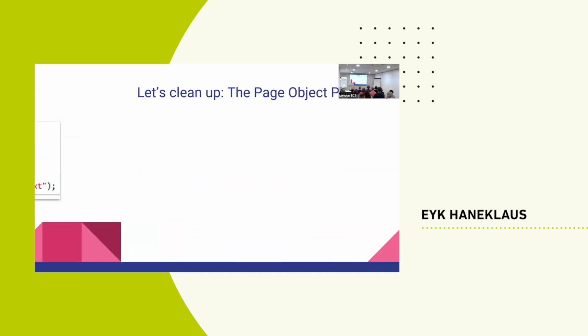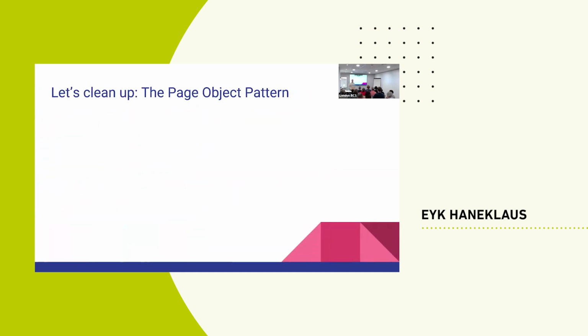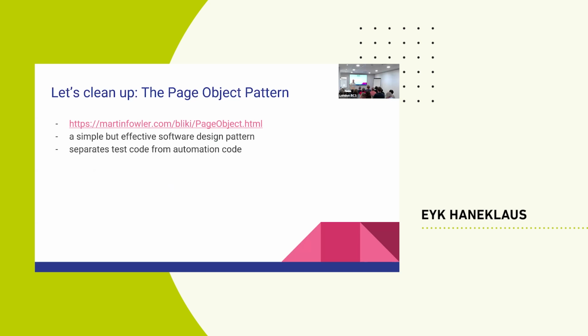But there's help. I guess most of you already know this: the page object pattern helps us here. I think Martin Fowler did not invent it, but he gave it this name. It was popular before, even under another name, but that's not important. The page object pattern is a simple but effective software design pattern, which helps us to separate the test code from the automation code.